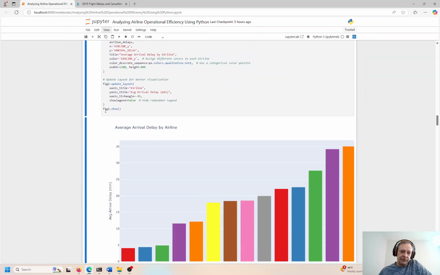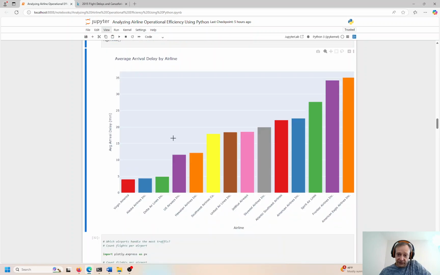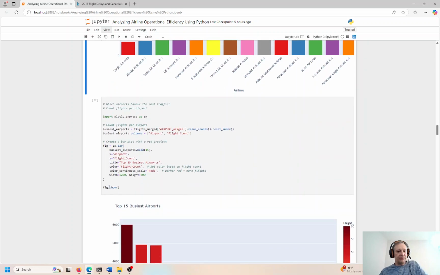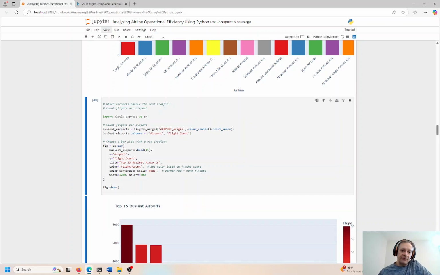Okay, so these are average arrival delay by airline. American is doing something pretty bad here. They really need to level up their game a little bit, and Virgin America is doing it right. And then here's the breakdown in sorted order of each major airline and number of delays. The next chart here we can see is counts of flights per airport.